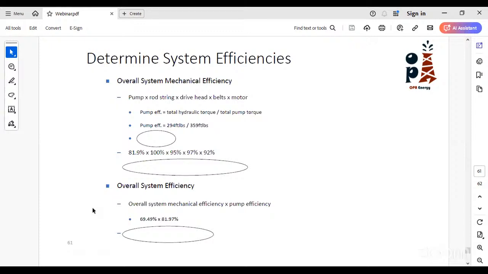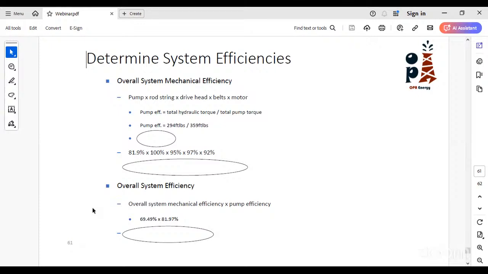The final slide that we have, or the final thing to end with, is the system efficiency. We have an overall system efficiency and an overall mechanical efficiency. The overall system efficiency is got by multiplying the pump efficiency or the pump torque efficiency times the rod string efficiency times the drive head efficiency times belts efficiency times motor efficiency.